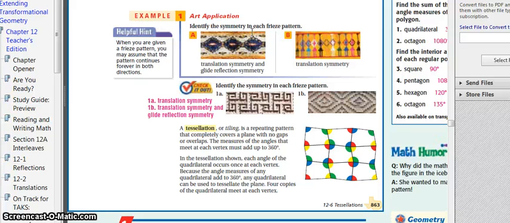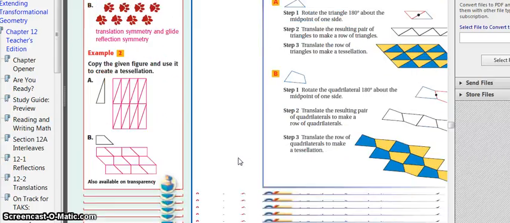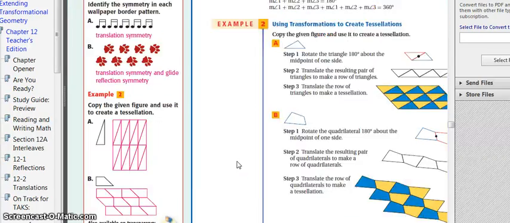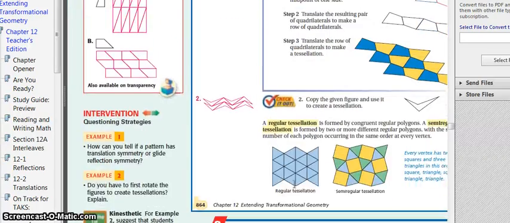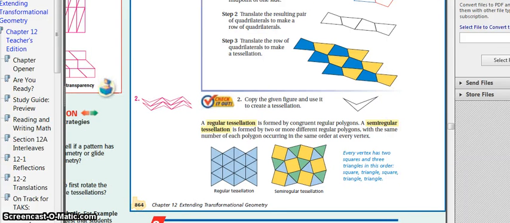Then our next word is regular tessellation and semi-regular tessellation, and we're going to do these together. There we go. A regular tessellation is formed by congruent regular polygons. So regular tessellation, regular polygons. You can see an example of one where they've used an equilateral triangle and flipped it and then slid it. They slid it down and reflected, and slid it down and reflected, and slid it down and reflected. The image on the left.